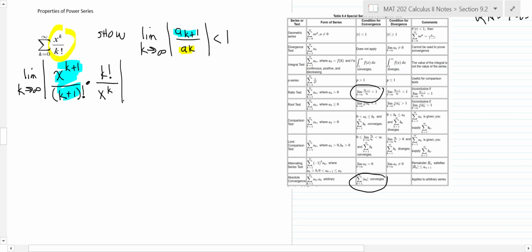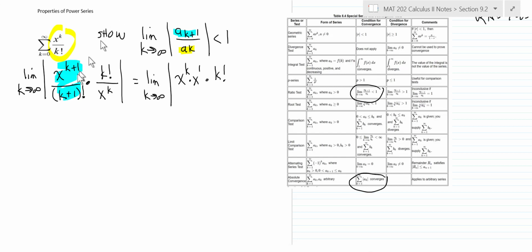Now what we need to do is break some stuff up and see if things cancel. That's the general thing you always do. So it looks like we're going to have the limit as k goes to infinity. The x to the k plus 1, how do you write that? x to the k times x to the first. Now the k factorial, let's think about that a little bit. I'm going to leave that alone for now. You could write that as k times k minus 1 times k minus 2 if you needed to. What I'm going to focus in on is this thing.